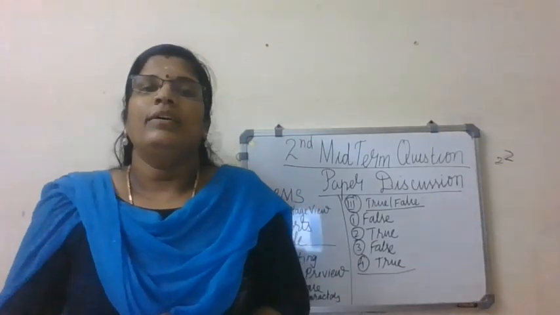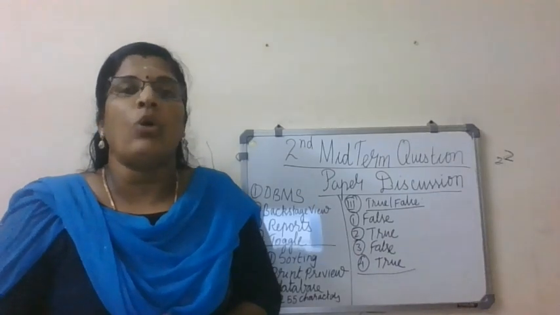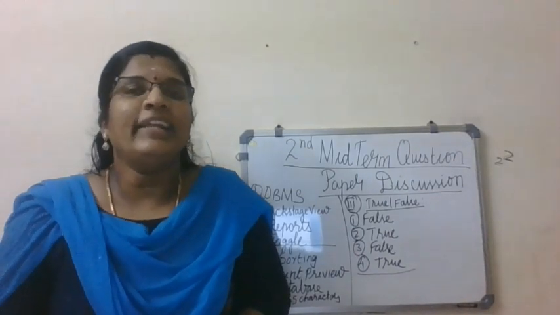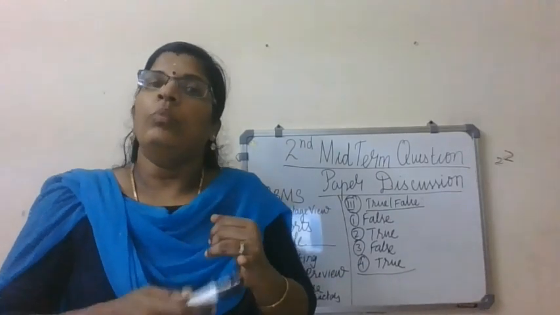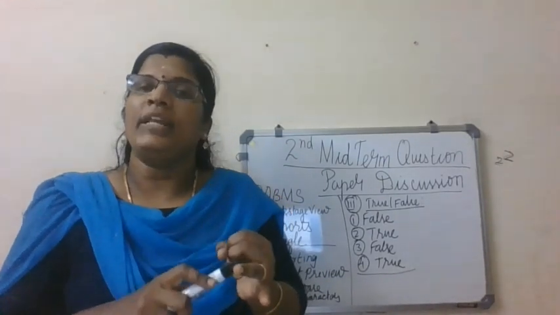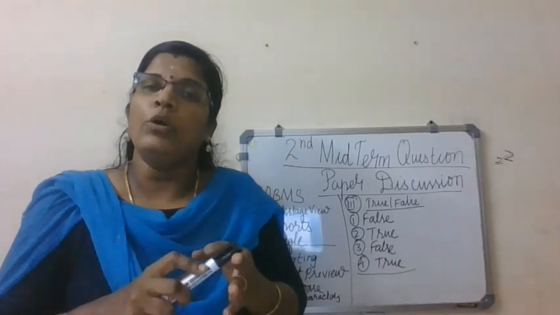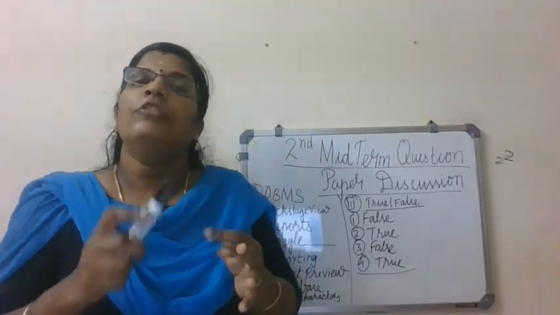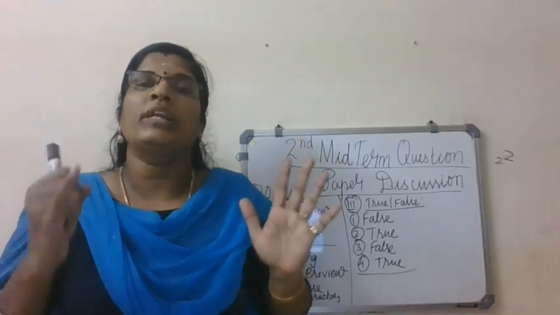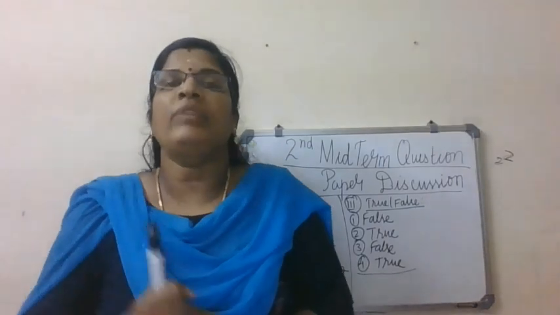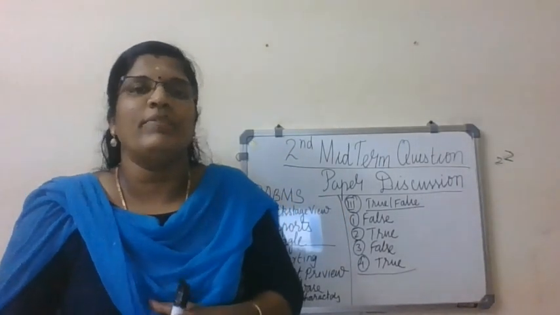Then the fourth question: write in detail about all the database objects. So what are the database objects? It's a 3-mark question. Tables, what is meant by tables? Queries, what is meant by query? Then reports, what is meant by reports? Forms, what are forms? Macros and modules. Total 6 points are there. You have to explain, 3 marks. According to the level you have written, I have given marks.